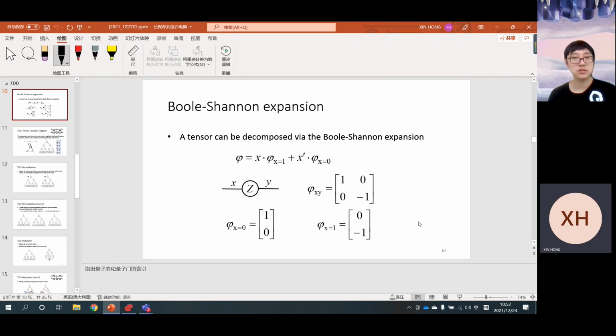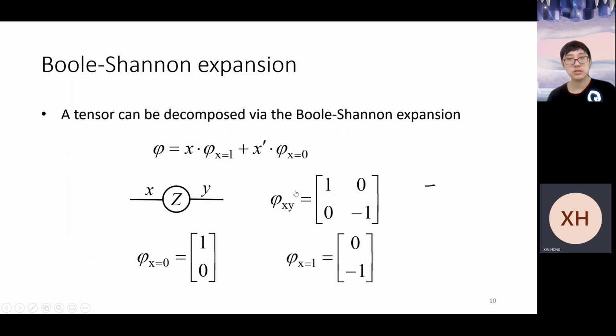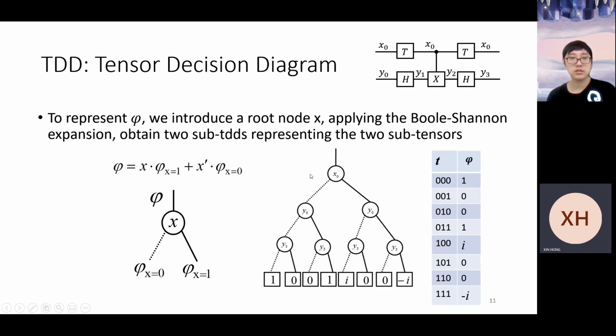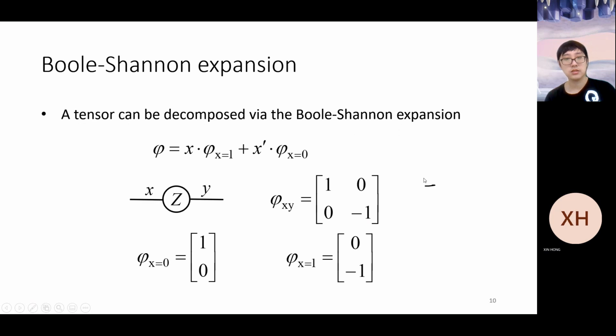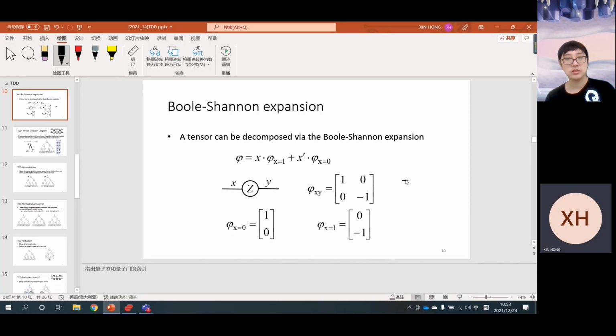Okay, maybe this one I can. Yeah, I can give you a next example. For example, here you want to transform this matrix to a tensor distance diagram.